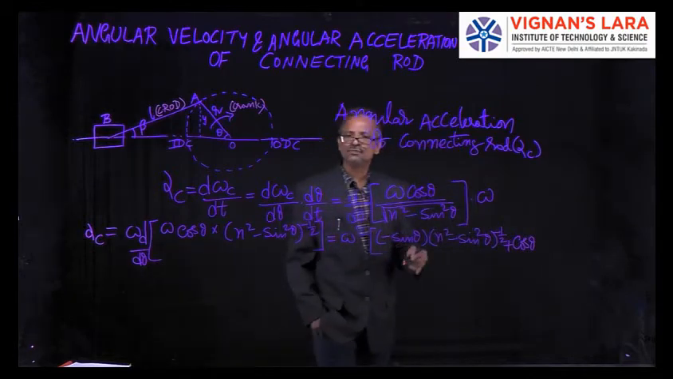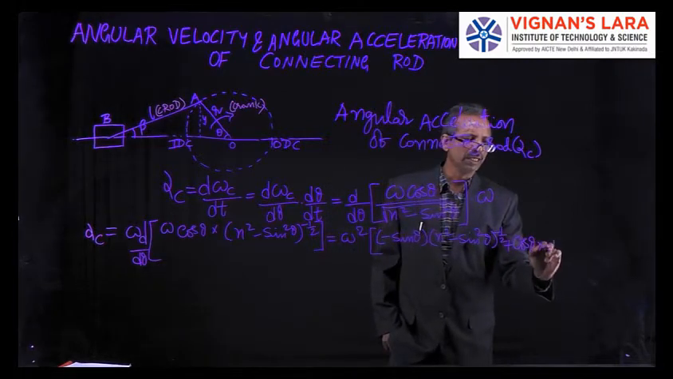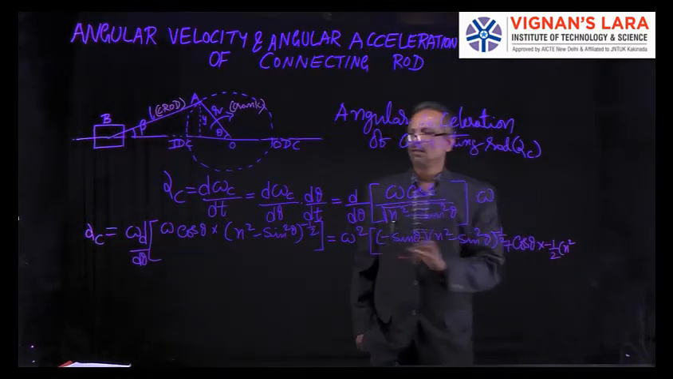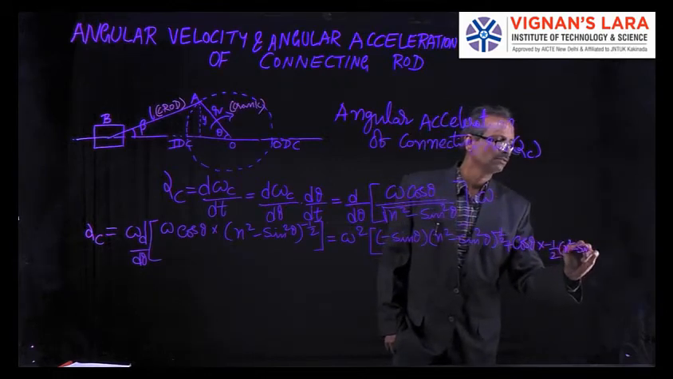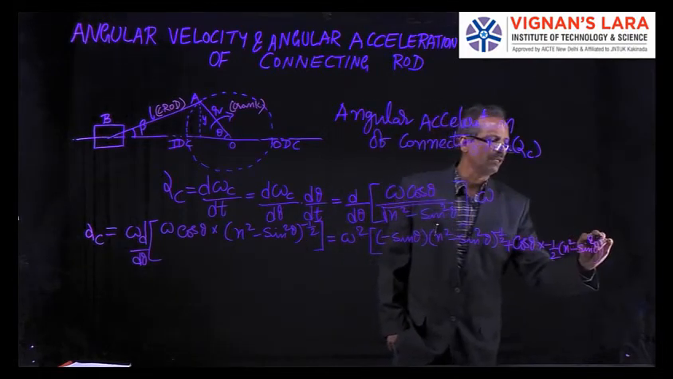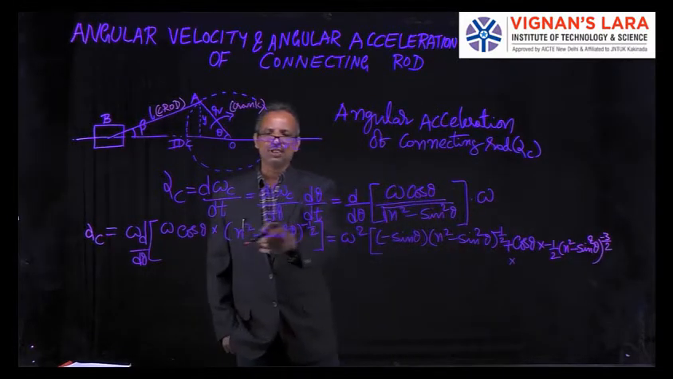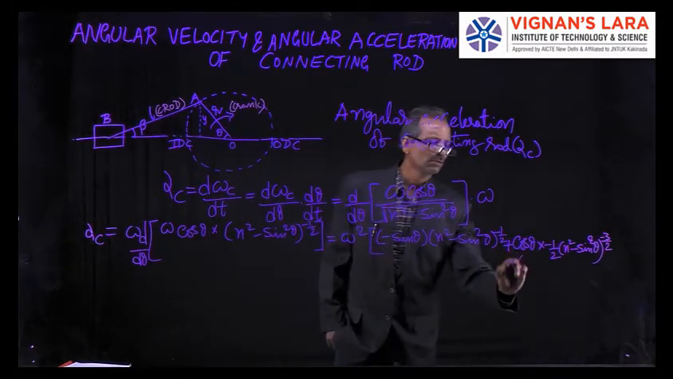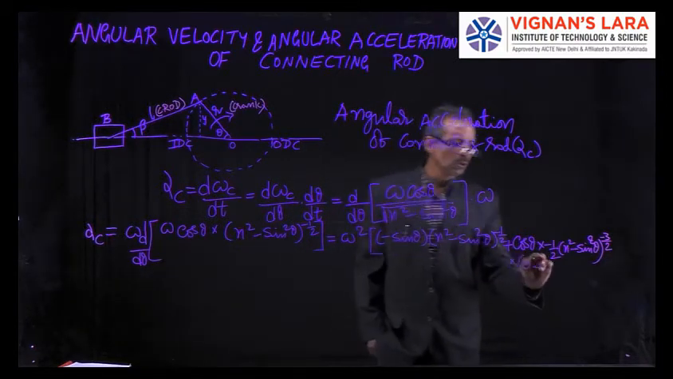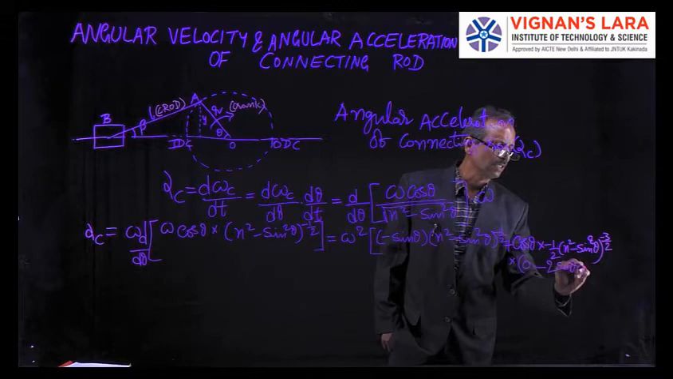then this is root x, minus root x. So this is minus half n square minus sin square theta to the power of minus half minus 1, minus 3 by 2, into inside terms differentiation, n square 0, then sin square theta, so minus 2 sin theta, then sin theta cos theta.